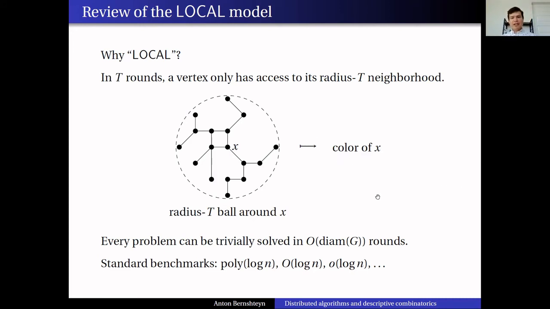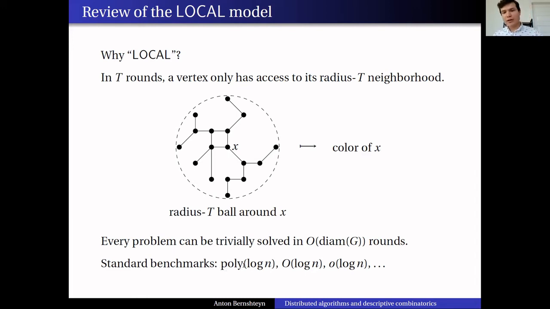In particular, every problem can be trivially solved in a number of rounds that's big O of the diameter of the graph. You can think of it as because in this many rounds, every vertex can learn the entire structure of the graph. So the locality of the problem isn't important anymore. So we want the number of rounds to be small enough, so it makes sense to expect it to be significantly less than the diameter. There are some standard benchmarks.